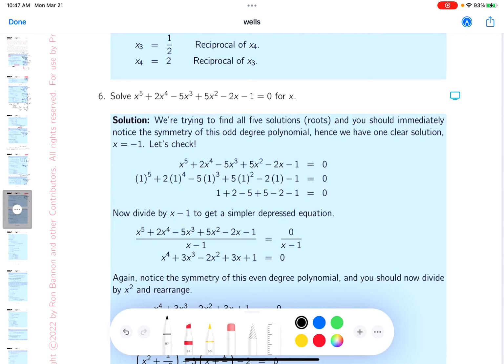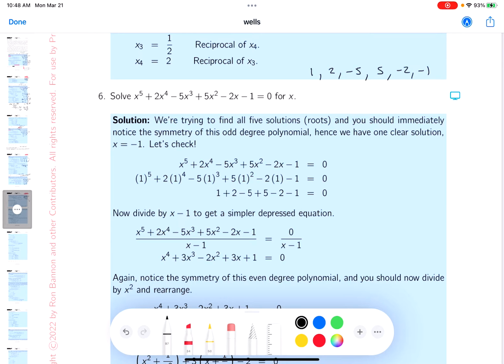Okay, immediately, well, first of all, it's a fifth degree polynomial. If there is a rational root to this, it has to be either 1 or minus 1. But looking at the symmetry of it, I'll point out what I'm saying by this. It's 1, 2, minus 5, 5, minus 2, minus 1.